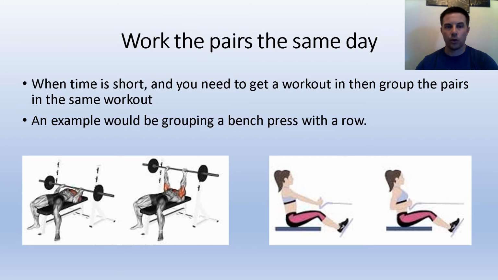So if you happen to be short on time, like most of us are these days, and you need to get a workout in, grouping the pairs in the same workout is ideal. An example would be grouping a bench press with a row. You have your pectoralis major with the trapezius and the rhomboids. Another name for this pairing is commonly known as a superset.